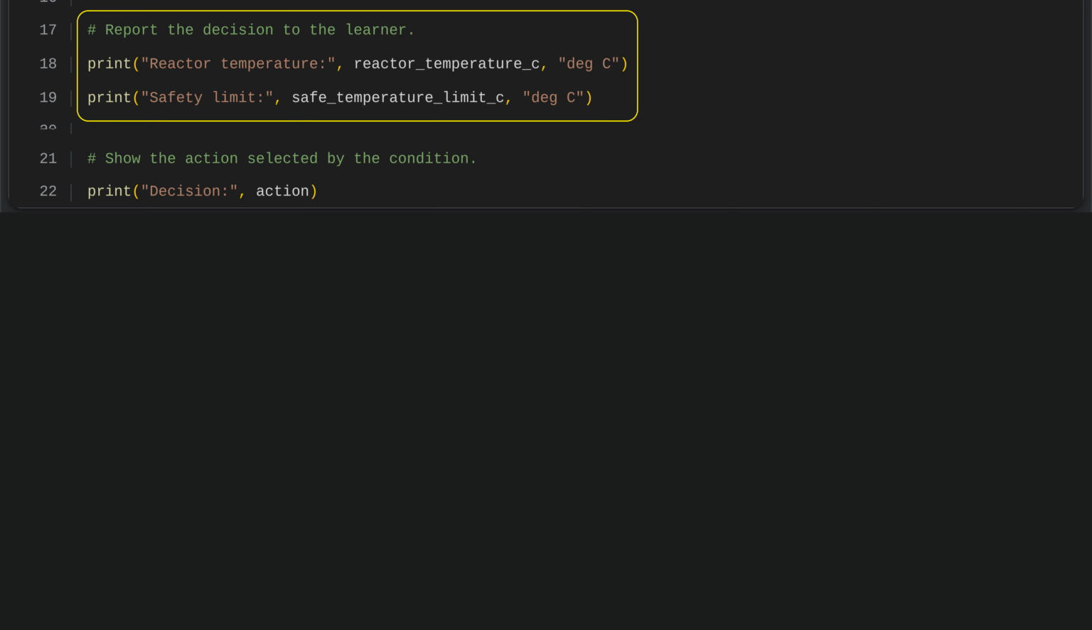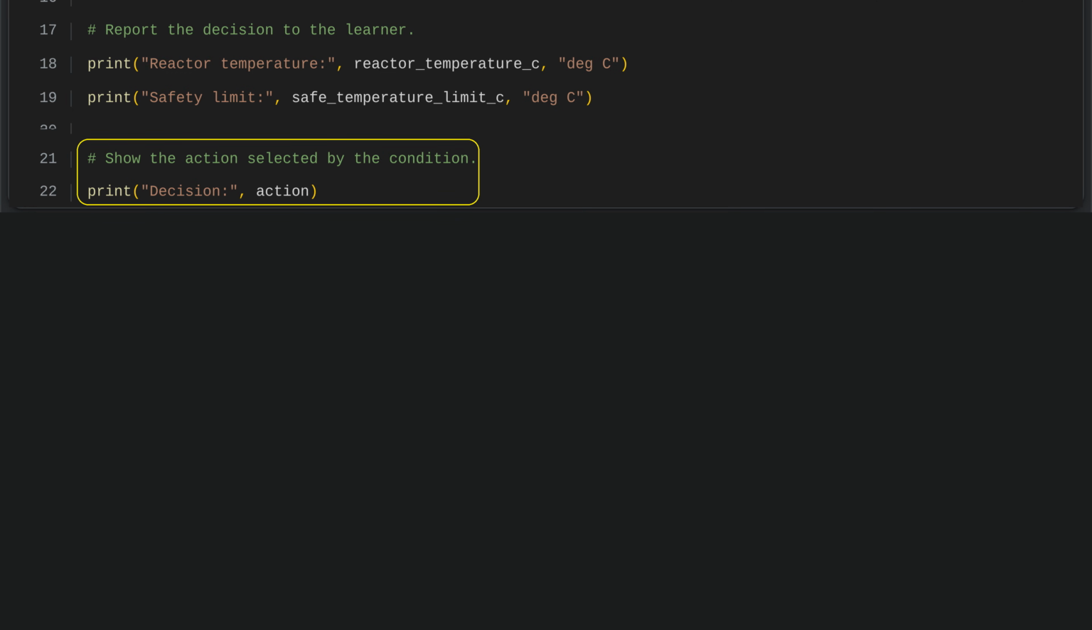The code displays the reactor's current temperature and its safety limit, both in degrees Celsius. This lets the learner compare the operating condition with the safety threshold and understand whether further action may be needed. The code displays the result of the if statement by printing the chosen decision. It tells the user what action to take based on the reactor temperature, such as increasing cooling and alerting the operator when the temperature is above the safe limit.